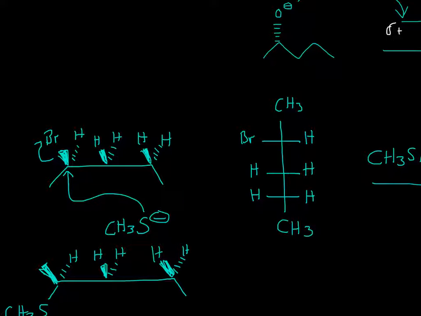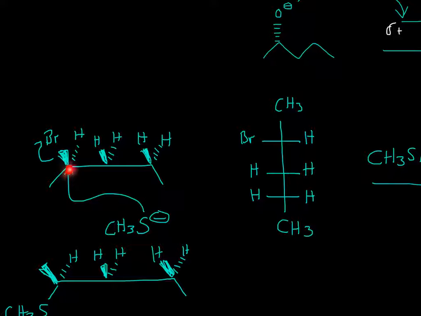If you looked at the structure from the left, for example, if you were here and looking at the structure right here, it would look like this. If both of these are coming out of the page, and you're looking at it from the side, the bromine would be sticking out towards you, and the hydrogen would be sticking out away from you. So now the CH3S minus is the nucleophile.